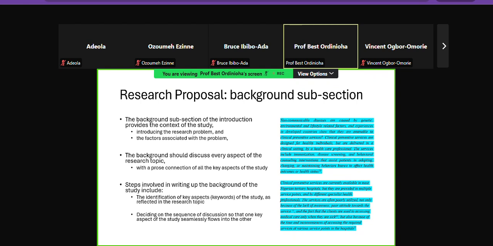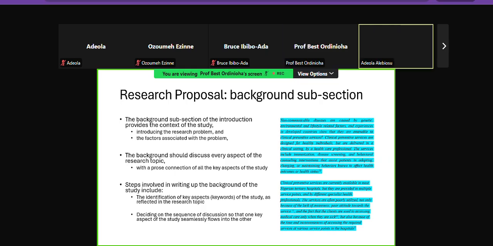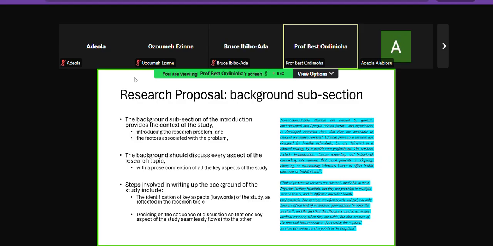An outline of what you should have in each of the sections and subsections. We are going to give you that to guide you in writing. We are going to give you the sections and subsections. So the background of the study is where you introduce the study, giving the context. You introduce what you are studying and the factors associated with what you are studying.